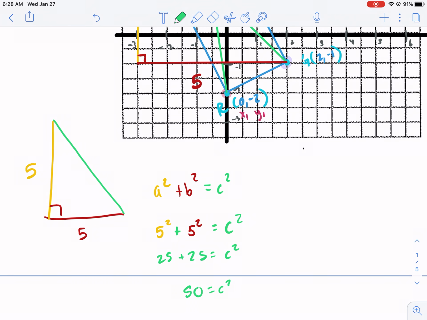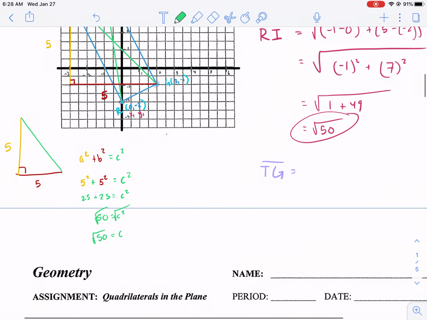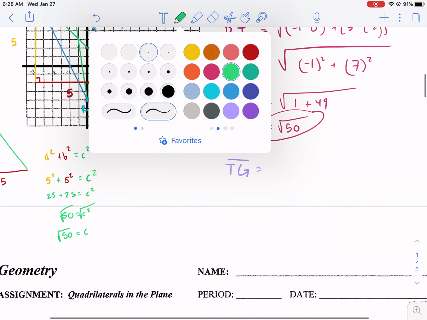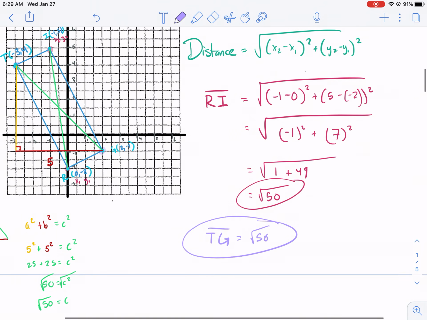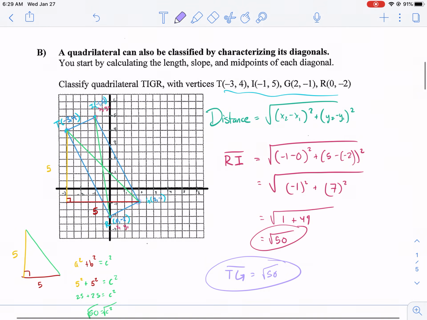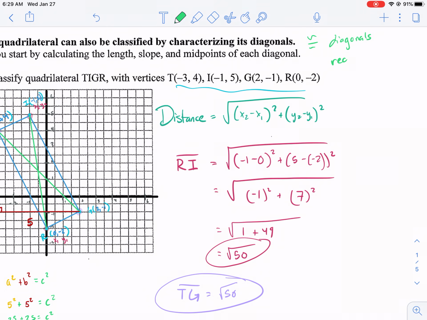50 equals c squared. And to get the c by itself, I need to square root both sides. And I get square root of 50. Okay, what did I get before? So I got TG equals the square root of 50. Guess what? They're the same. They're the same length. If they have congruent diagonals, then it classifies it as a rectangle.